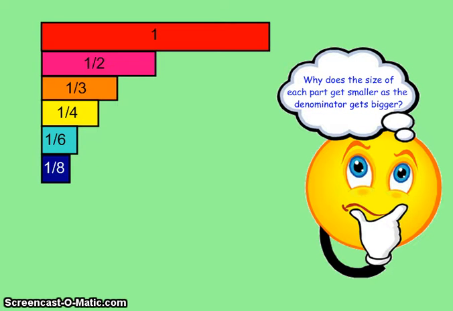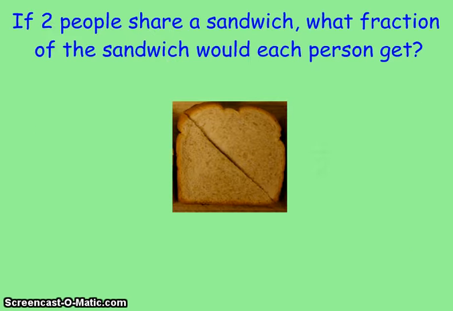Last week, when we folded our fraction strips, you may have started to notice that each section was getting smaller. Every time my denominator gets bigger, the section or the part of the strip got smaller. Why is that? When I increased from 2 to 3 to 4, the piece or part was getting smaller. Let's see if we can figure out why.